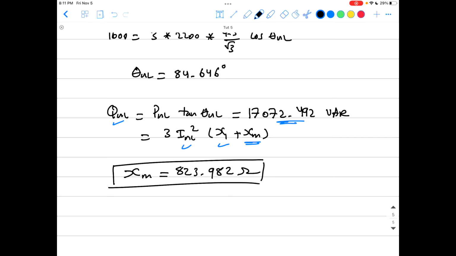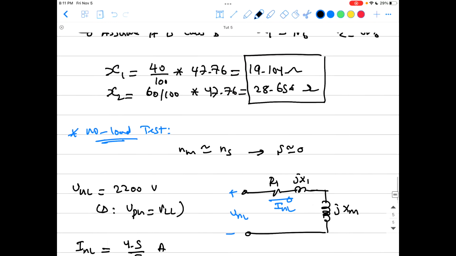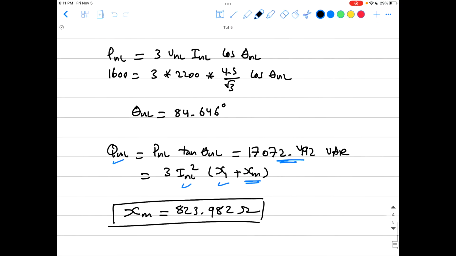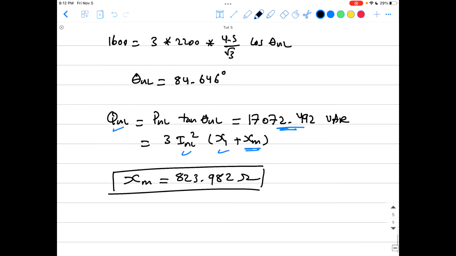That's what I'm saying all the time. Look guys, XM is 823 something. If we look back at X1 and X2, it is 28 and 19. That's why I'm saying the typical machine RC and XM are very, very large compared to R1, R2, X1 and X2. Keep looking at the numbers when they come, because they mean something. So if X1 and X2 are in the range of 20 and 30, and you find XM to be 4 or 5, that means definitely you have a mistake, and you have to look back and see what mistake you have made.